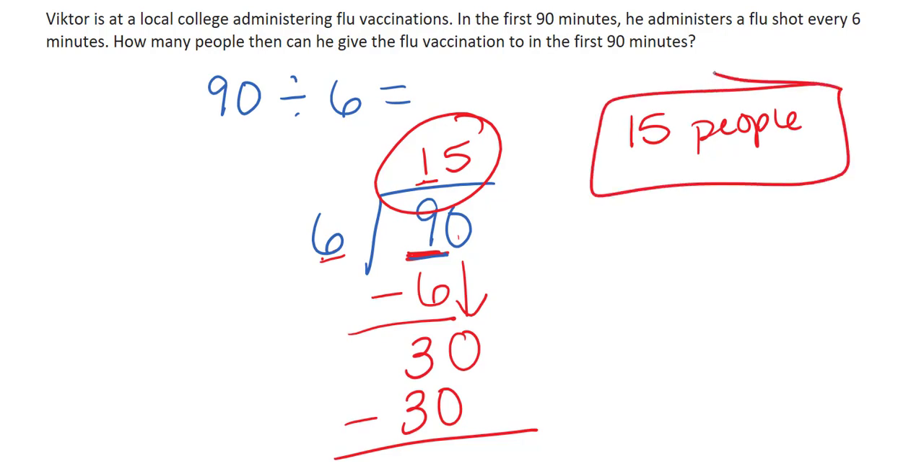Now, if you're unsure, the great part about this is we can do the reverse. We can go 15 times 6, and make sure we get 90. 5 times 6 is 30. 6 times 1 is 6, plus 3, so that's 9. So this checks out, and this is how we can check our answers. Now let's look at the next example.